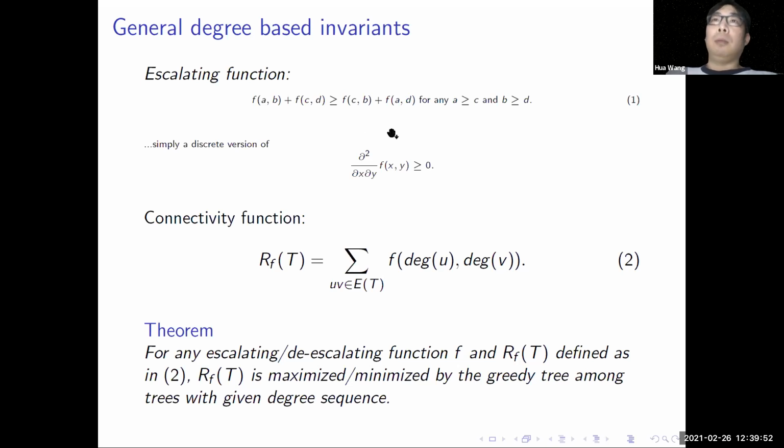And this is just a fancy way of saying that the second derivative is non-negative. And of course, here the function is discrete, so we don't really get to use that here, but that's what this condition means. So if our function f satisfies that, then it is always maximized or minimized, depending on whether it satisfies that or the opposite of that, by the greedy tree.